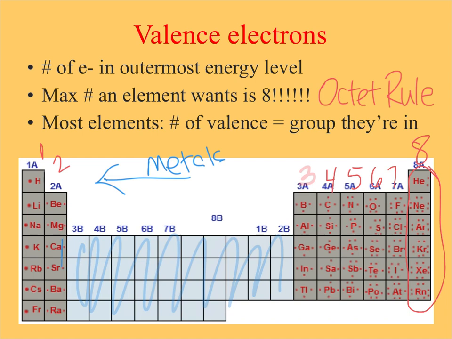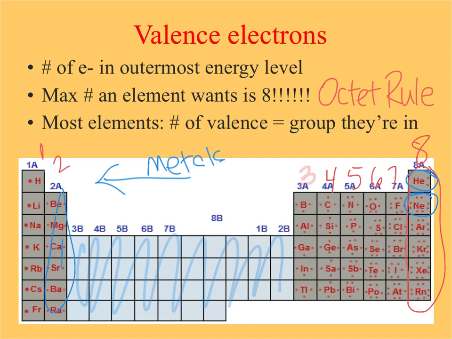Same thing in group 2, this group right here. It's easier to lose these 2 electrons instead of getting 6 more. So beryllium wants to look like helium over here, right? Or it can look like, oh, I'm sorry, that was neon. Sorry, guys. It wants to look like helium behind it. So it's easier for it to lose 2 electrons and look like helium than it is to gain 6 electrons and look like neon. Let me say that again.